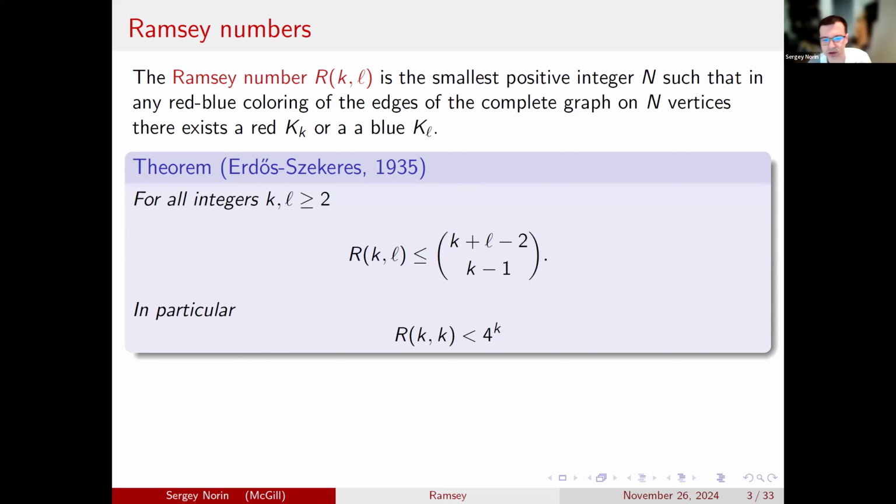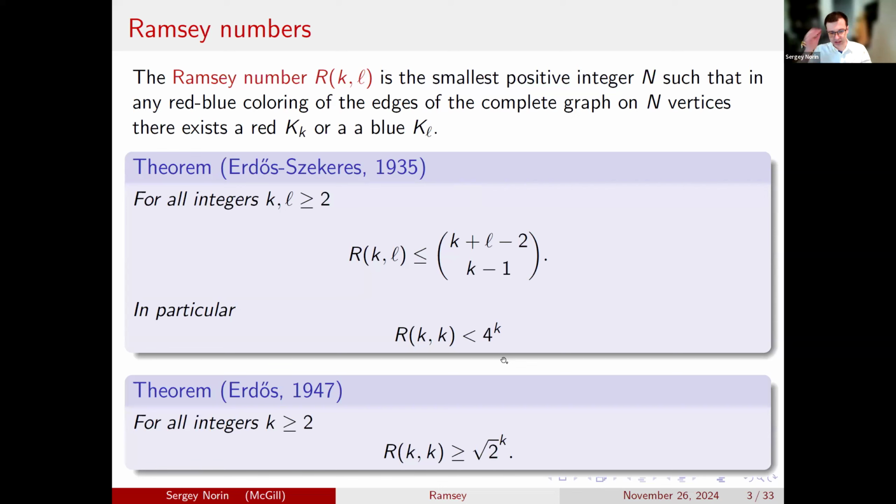And in particular, when we want the red K_k and blue subgraph to be of the same size, so we're interested in the Ramsey number R(k,k), the so-called diagonal case, which is perhaps the most studied, then that gives a bound roughly on the order of (2k choose k). So that's about 4 to the power k with some polynomial extra factor. And just for comparison, Erdős, in one of the first applications of the probabilistic method, proved a lower bound of square root of 2 to the k on the diagonal Ramsey numbers. So the difference between upper and lower bound is in the base of the exponent, and those differ by a factor of about 4.